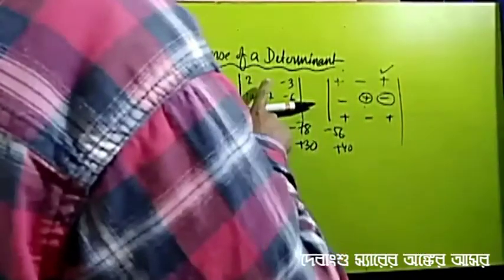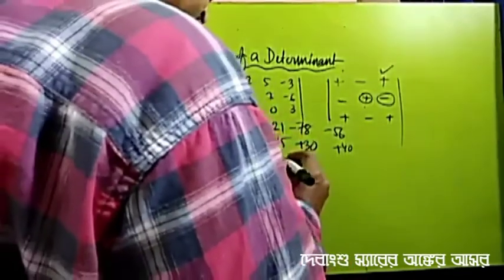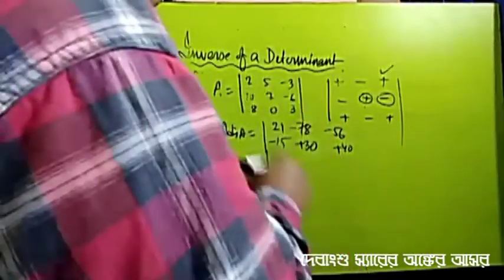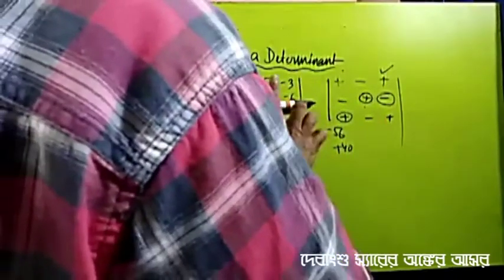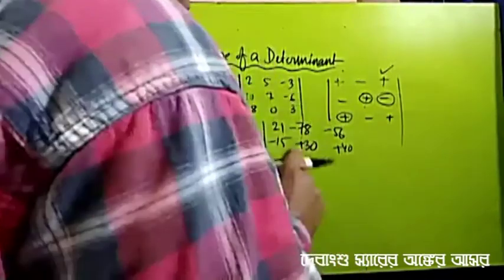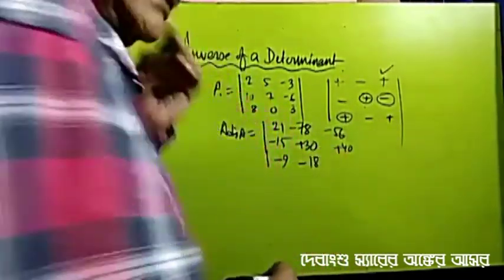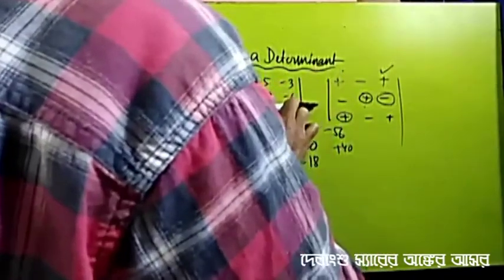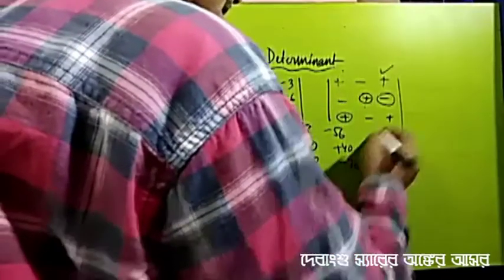For 8, minus 30 plus 21, that is minus 9. It is a plus element, so retain the sign. For 0, it is minus 12 plus 30, that is 18. It is a minus element, so change the sign. Then for the last element, 14 minus 15 minus 36 is 18.